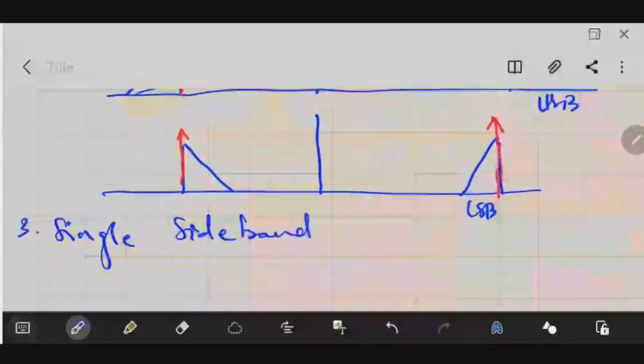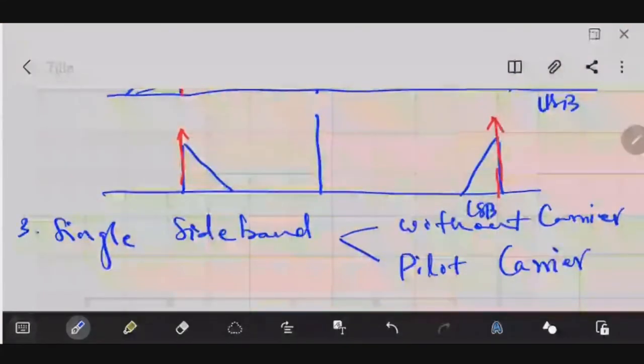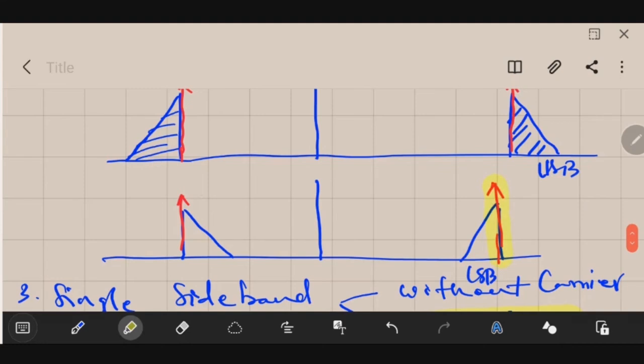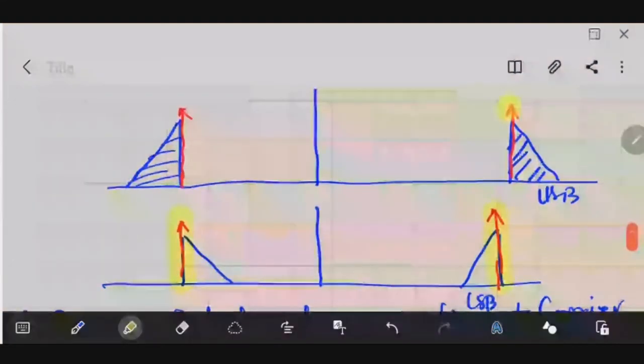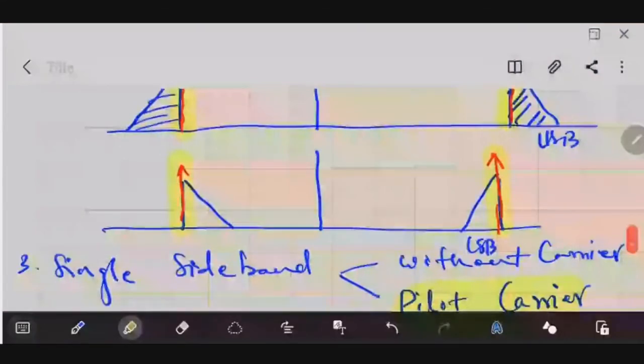So single sideband could be without carrier, and sometimes the carrier might be sent for the ease of demodulation, obviously. So single sideband with pilot carrier, or single sideband with carrier, is possible. If it has pilot carrier or with carrier written, then this red colored component will be present, the carrier will be present. So this may be there or it may not be there. If it is not there, it is without carrier.